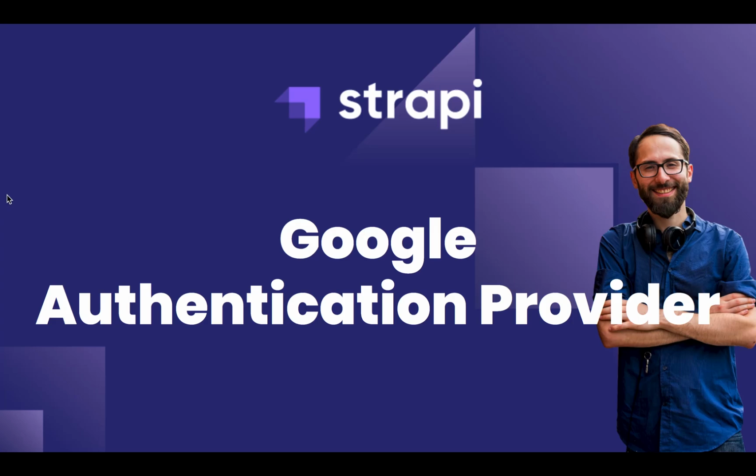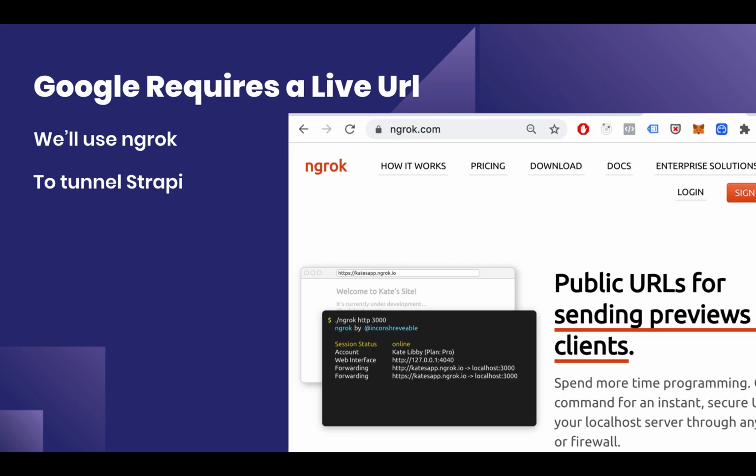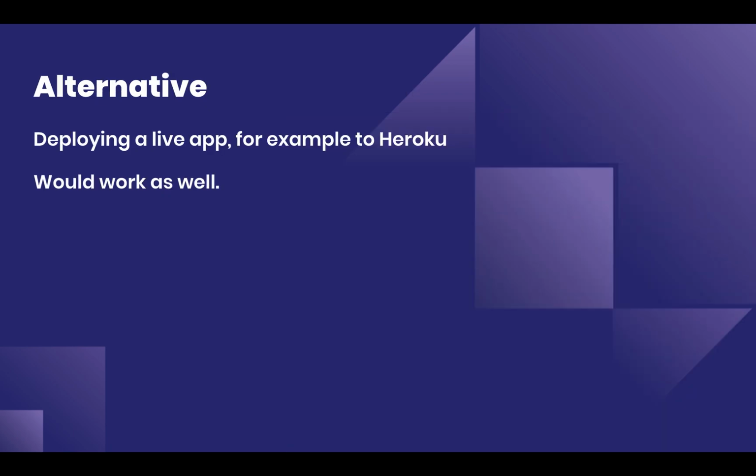In this video, I'll show you how to use Authentication Providers with Strapi. More specifically, we will set up Google as an OAuth provider, and this process will be very similar for other authentication providers. Since Google requires a live URL, we're going to use ngrok to tunnel our local Strapi install and make it available to the World Wide Web. Alternatively, you could also deploy your live app, for example, to Heroku, and that will work as well.